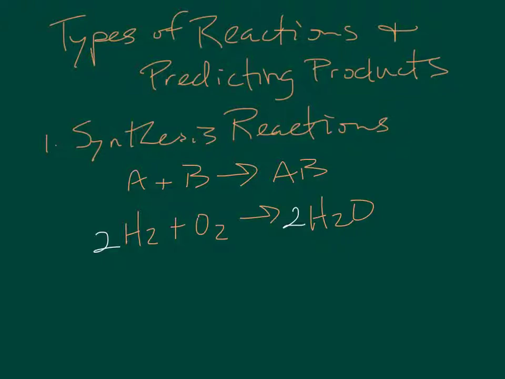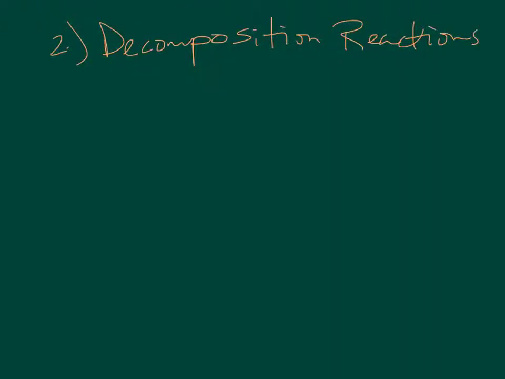Let's move on to what we call the decomposition reaction. A decomposition reaction is basically a synthesis reaction backwards, all right? So the generalized formula looks like this. We have compound AB being decomposed into element A plus element B. Alright, so pretty simple. Here is an example.